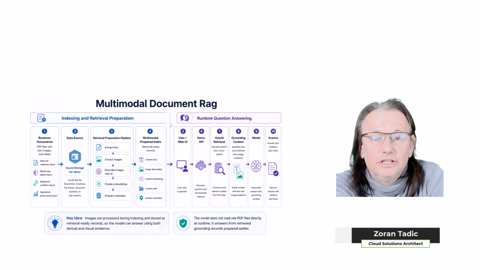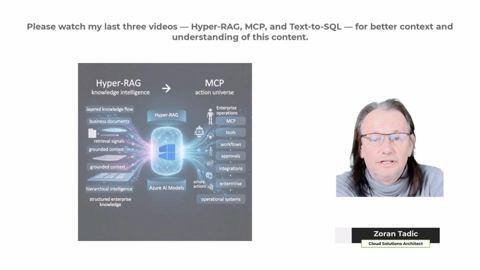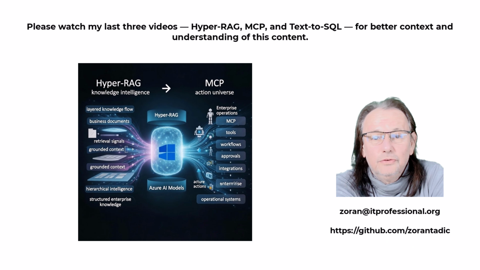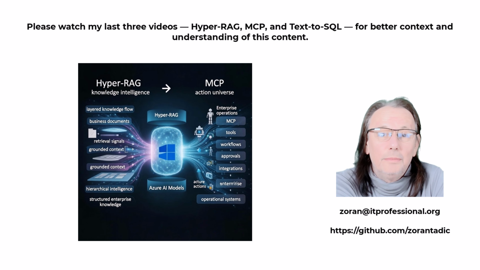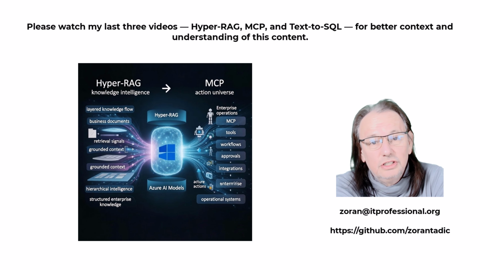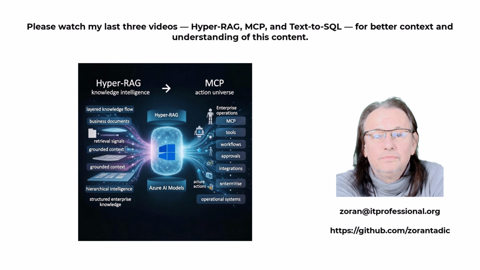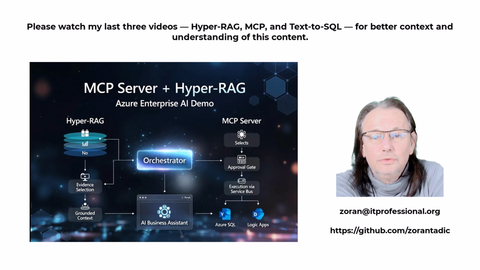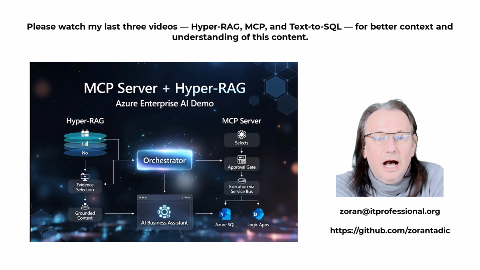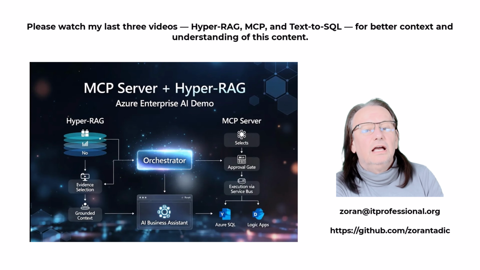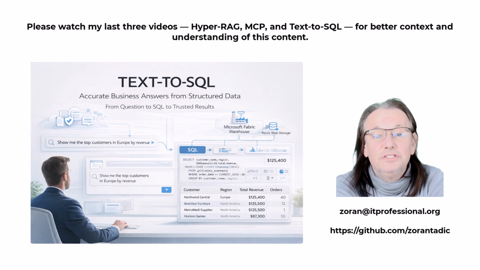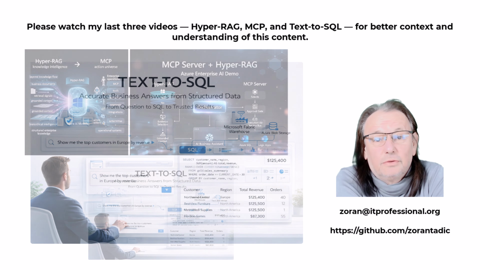In the previous videos in this series, I showed how to build different capability layers of an enterprise AI architecture. First, I showed how AI can use HyperRAG to retrieve knowledge from complex enterprise documents, policies, procedures, and technical content. Then I showed how MCP can allow an AI system to interact with tools, services, and APIs in a controlled way. After that, I covered Text-to-SQL, where AI can answer business questions by using structured data from databases.